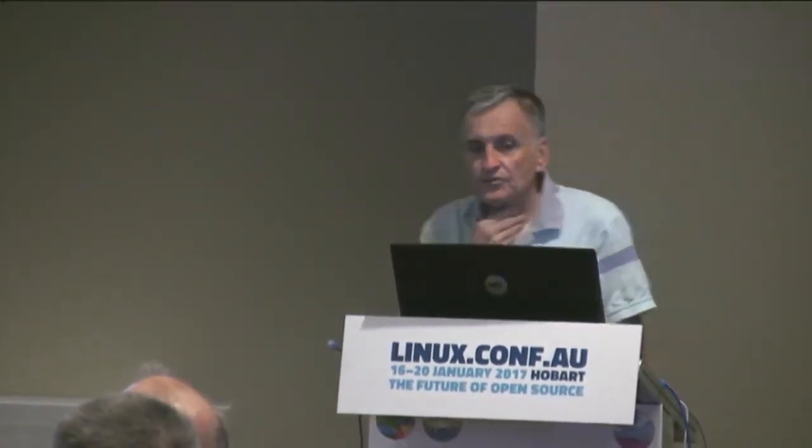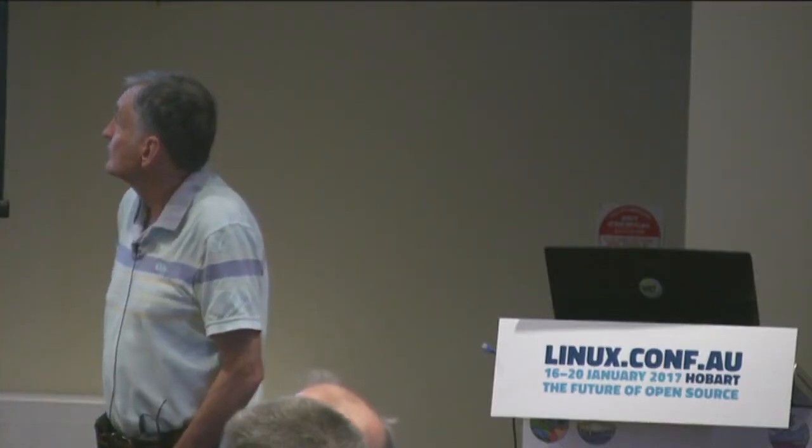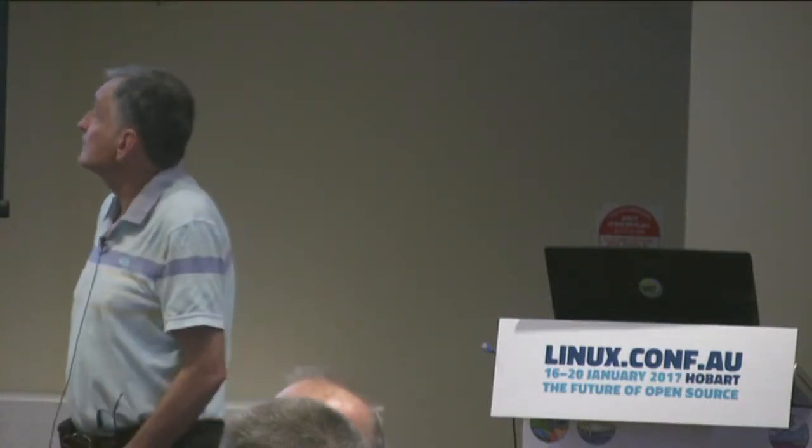Now, system noise is generally much lower at 10 gigs. If you work EME in a city area like Hobart, I can't work when my antenna elevation is below about 20 degrees because I just pick up all this city noise. At 10 gigs, I can work right down to 3 degrees, right on the horizon, and I never noticed the city noise. So the noise is much lower in the city area, at least.